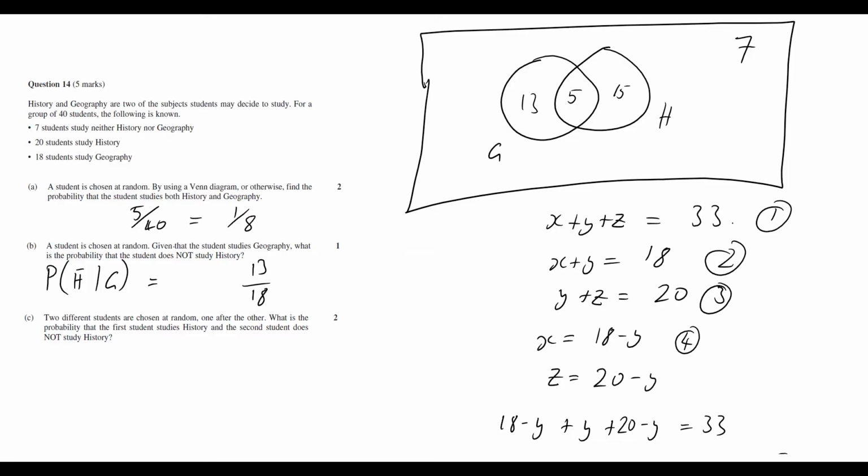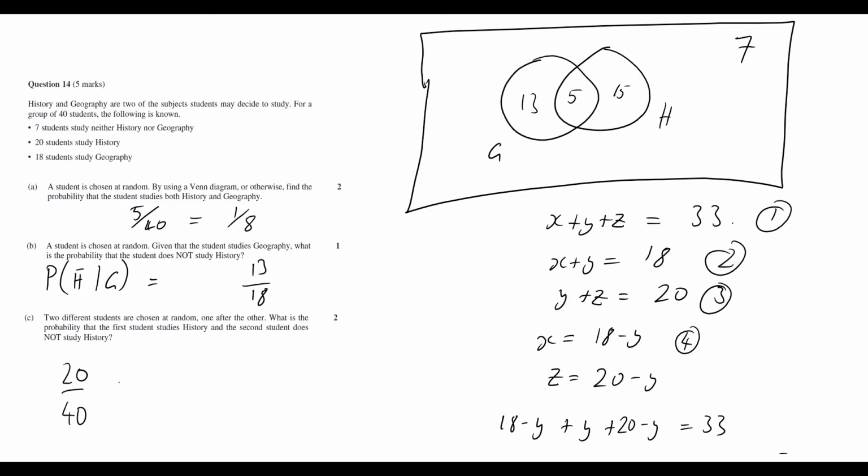So part C says 2 different students are chosen at random, one after the other. What is the probability that the first student studies history and the second student does not study history? Okay, well, we know that there's 20 students all up that study history. So what we can say then is for the first student, there will be a 20 out of 40 chance of them actually studying history.